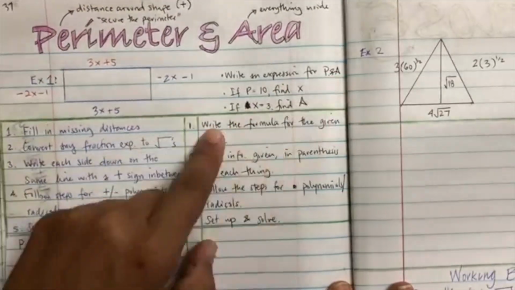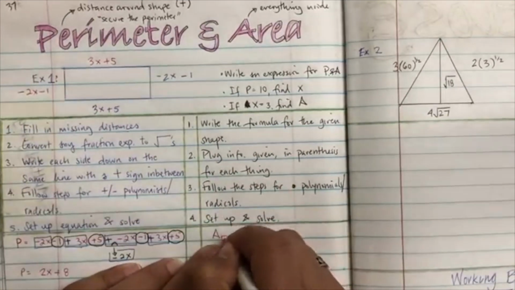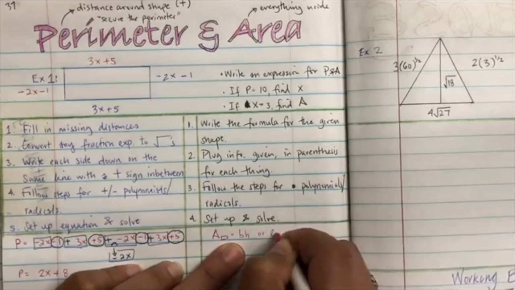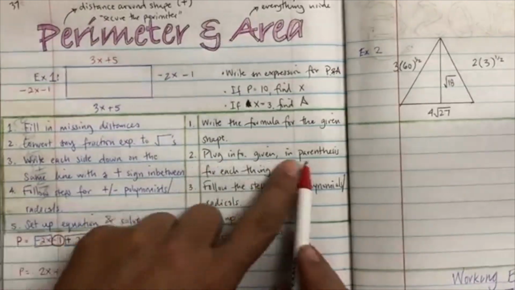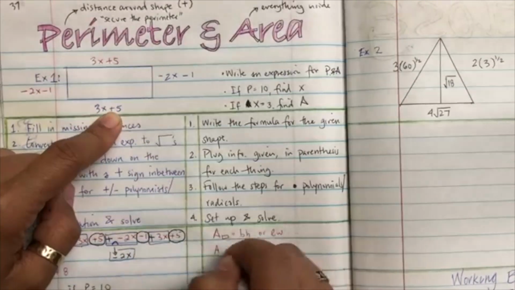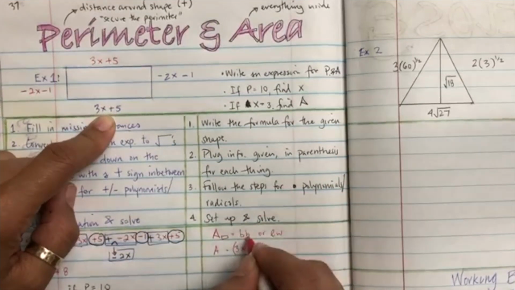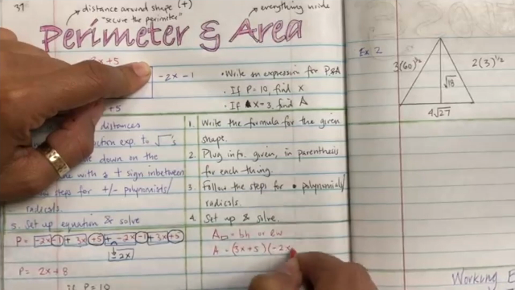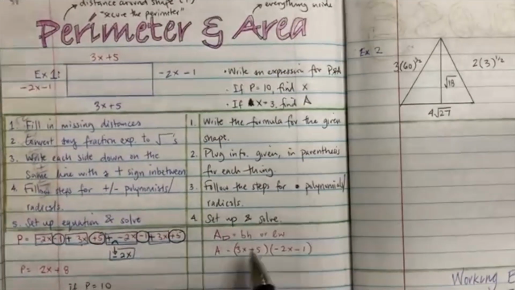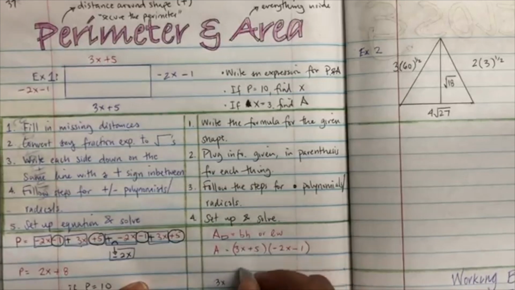Now we're going to take a look at the area. So write an expression for the area. Write down the formula for the given shape. What shape is that? Rectangle. The area is base times height, or length times width. Plug in the information given in parentheses. Make sure you put it in parentheses. So the base is 3x plus 5 in parentheses. And then the height or the width is negative 2x minus 1 in parentheses. Then we're just going to go ahead and multiply that out. And if you forgot, follow the steps of multiplying polynomials.